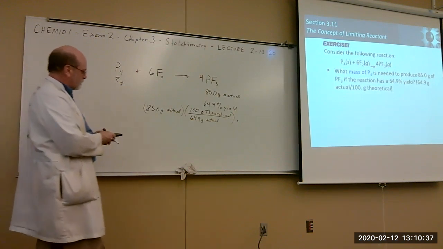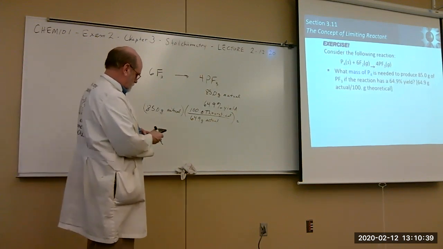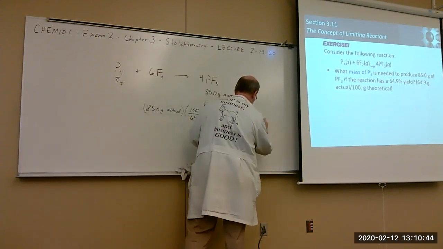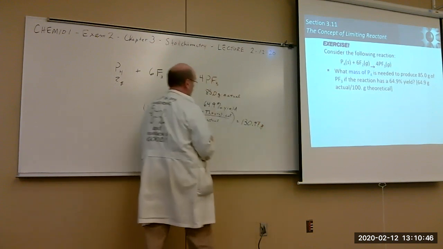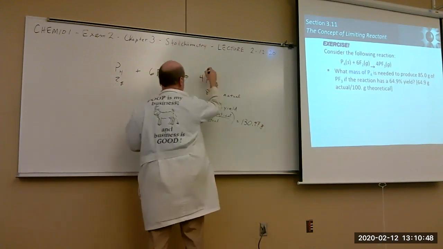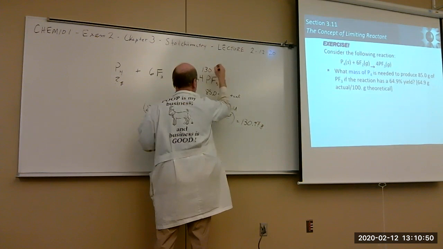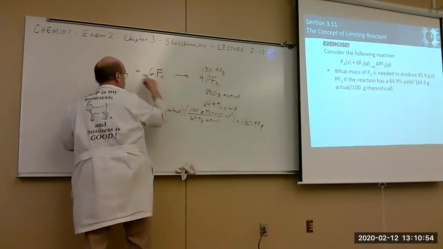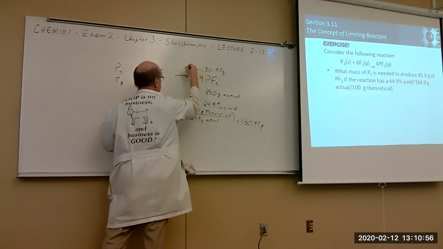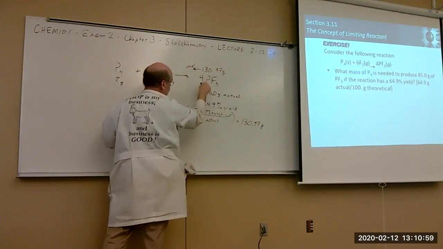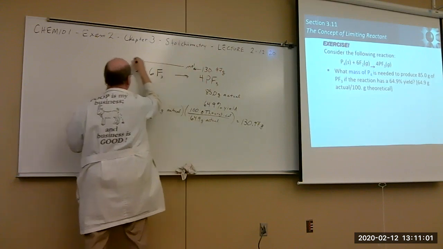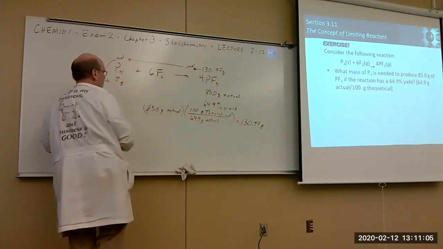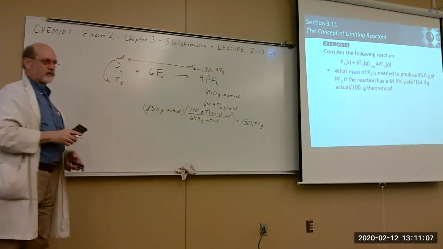So 85,130.97. Quite a lot of grams. Yeah, that's a lot. So this is our starting point for calculating that. Then this has to go to moles of that, and then to moles of this, and then to grams of that. And that will give you the answer.